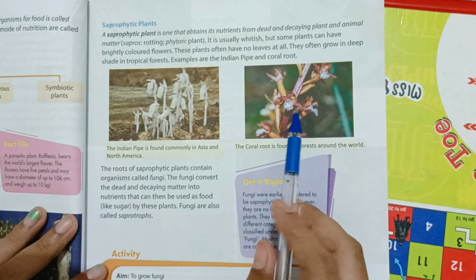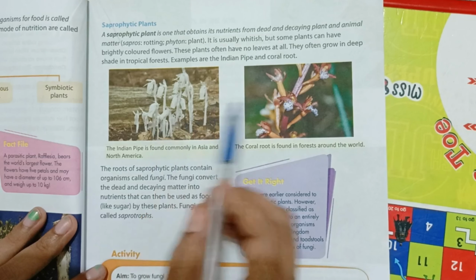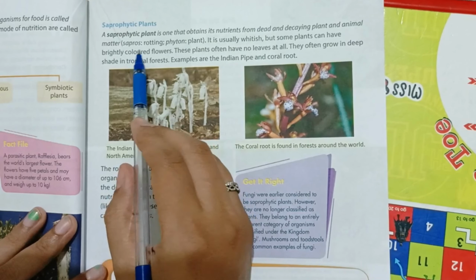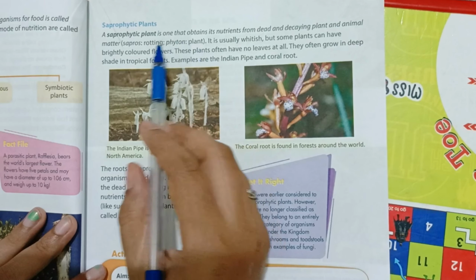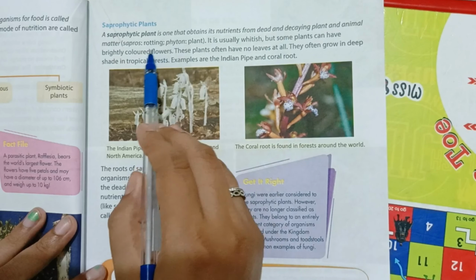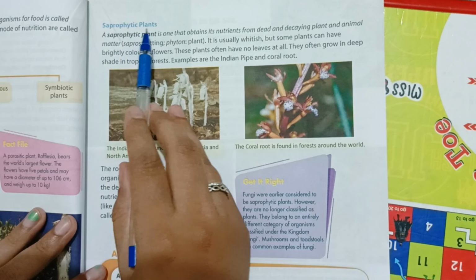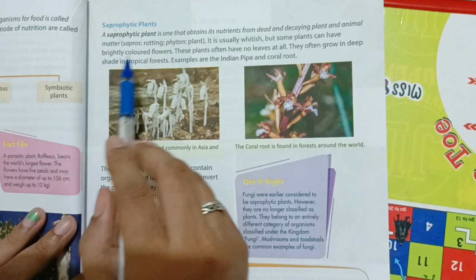These are colored plants, right? As it is told, this is whitish and these are colored. Sapros means rotting, phyton means plant. Since these plants depend on dead and decaying matter, the word rotting is written over here, and so the name is given, saprophytic plants.